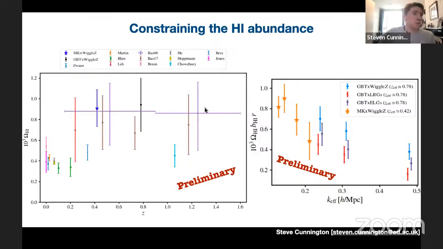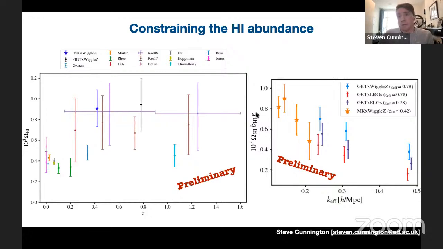And what we're sensitive to is this parameter omega H1, which is the abundance of neutral hydrogen in the universe. So the reason we're sensitive to this is very simple. The more H1 there is in the universe, the higher the amplitude of our power spectrum will be. So just by fitting for the amplitude of our power spectrum, we can get a constraint on this quantity. And these are the results that we're getting at the minute. The blue point here is for our data at our particular redshift, and I've shown it in the context of other constraints in the literature. It appears fairly consistent with what other constraints have got at this relatively unconstrained region of redshift.